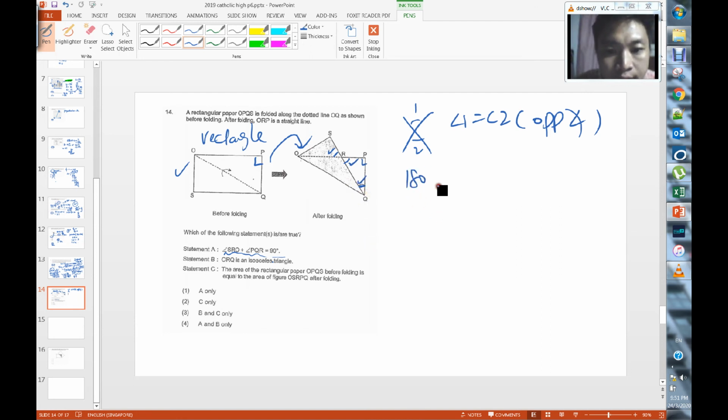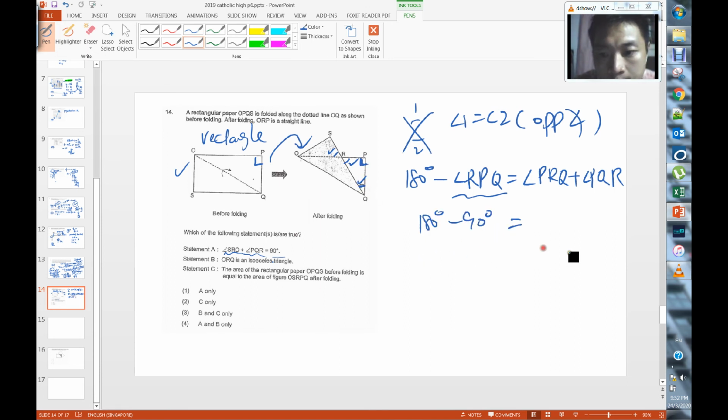Because 180 minus angle RPQ is equal to the sum of angle PRQ plus angle PQR, right? And this RPQ happens to be 90 degrees. So angle PRQ plus PQR is equal to 90 degrees.